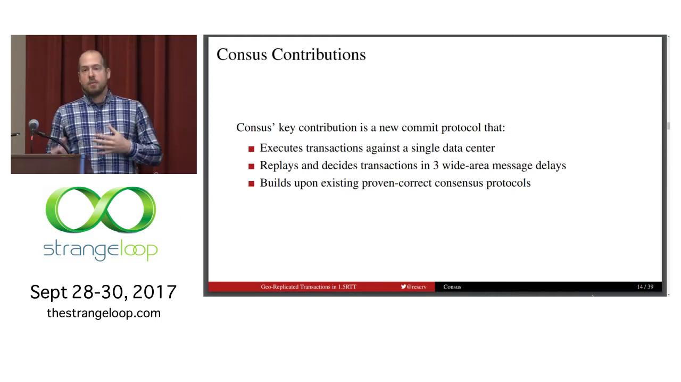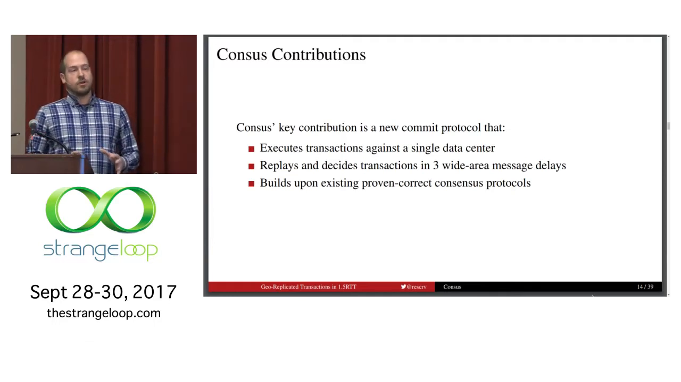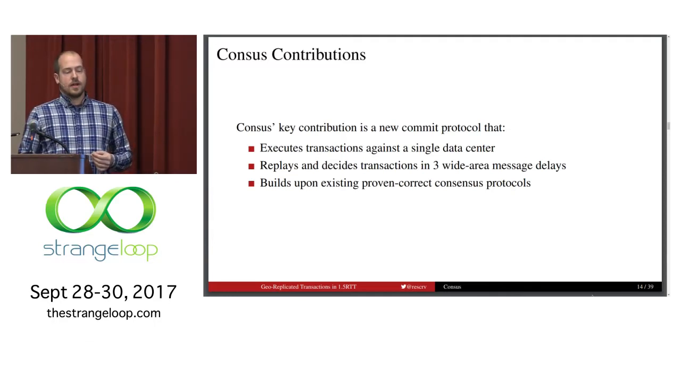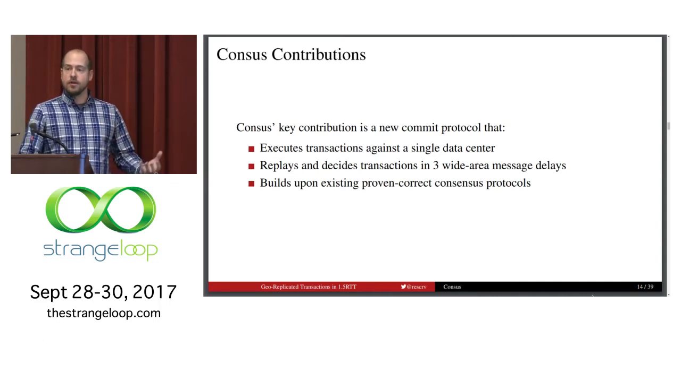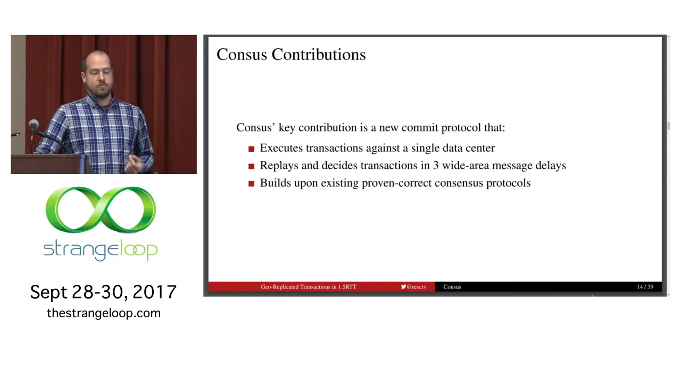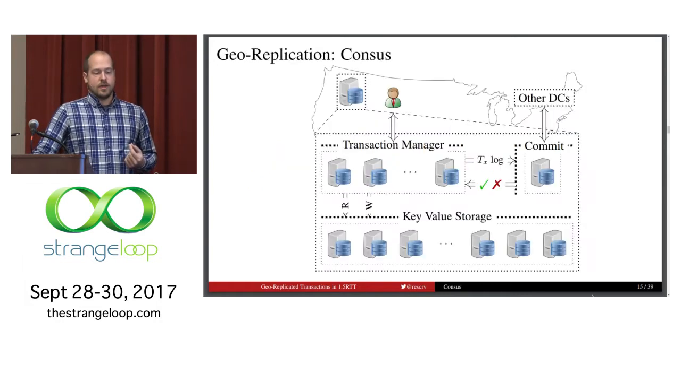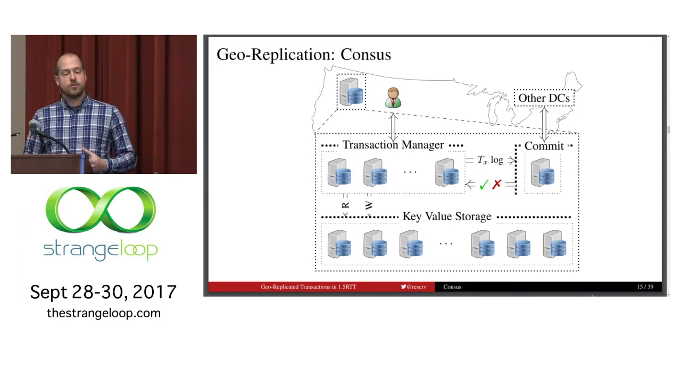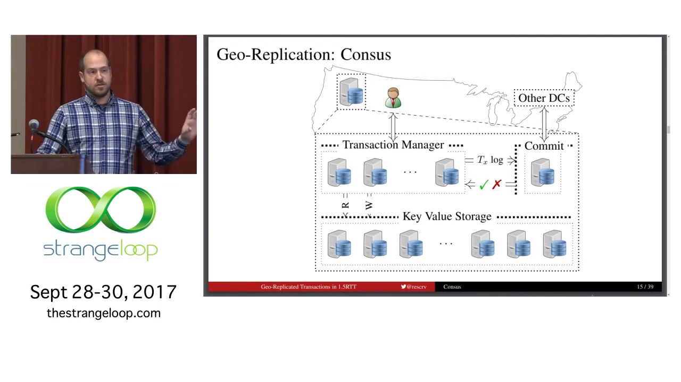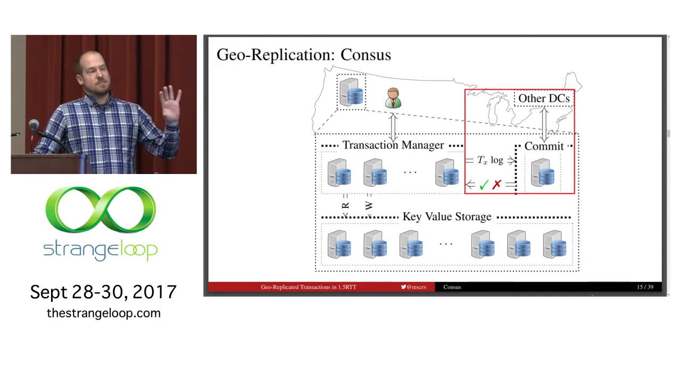So I'm going to gloss over everything transactionally related except the commit protocol. We're going to walk through how that works and see how you can use proven correct consensus protocols like Paxos to actually build a bigger system. So the system looks like this. In each data center, you've got a key value store, you've got a transaction manager, and you've got the commit protocol component sitting over there on the side. And this talk is entirely about that commit protocol component and how it interacts with the other data centers.